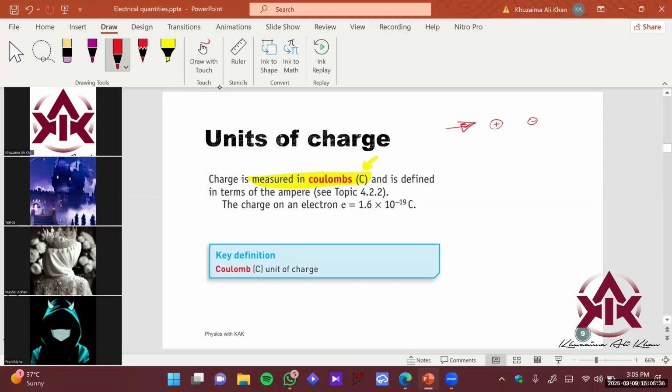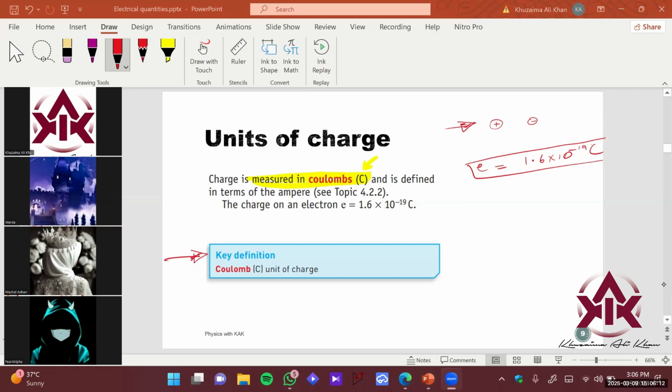If I want to show the charge of one electron, it is basically 1.6 times 10 to the power minus 19 coulombs, right? That's how small the charge is. So one electron has a charge of 1.6 times 10 to the power minus 19 coulombs. What is a coulomb? It is the unit of charge, and that should be sufficient to describe this.